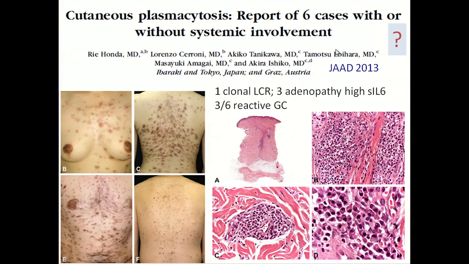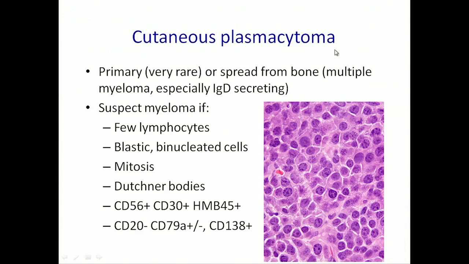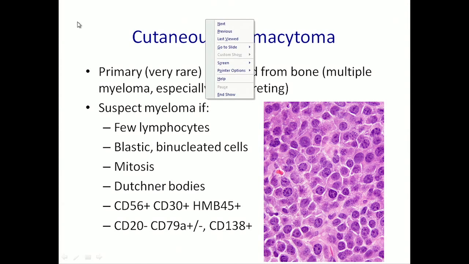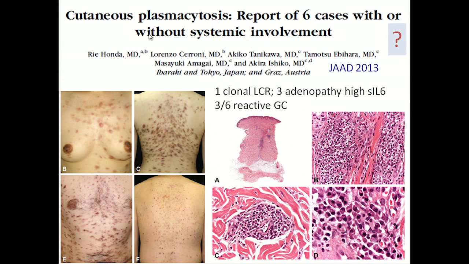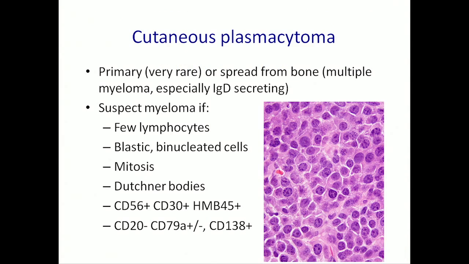primary cutaneous plasmacytoma, pure plasma cells. In Asia, they call them cutaneous plasmacytosis. Cutaneous plasmacytosis is probably the same process as marginal zone lymphoma. Some of those patients from Asia may have Castleman's disease. They have high serum IL-6. Other patients have positive clonality, so they are true marginal zone lymphomas.